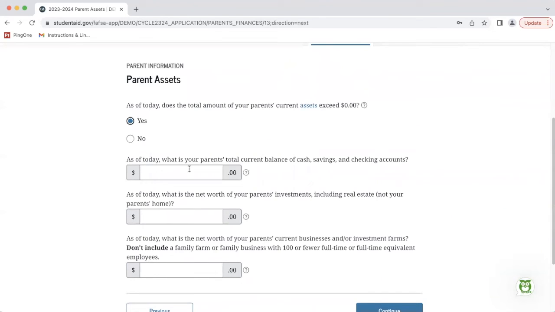The first is, as of today, what is your parents' total current balance of cash, savings, and checking accounts? As of today, what is the net worth of your parents' investments, including real estate? But remember, you do not need to count the value of the parents' home. So you don't count the house that you live in, even if it's paid off. What they're referring to would be things like second properties or maybe rental houses.